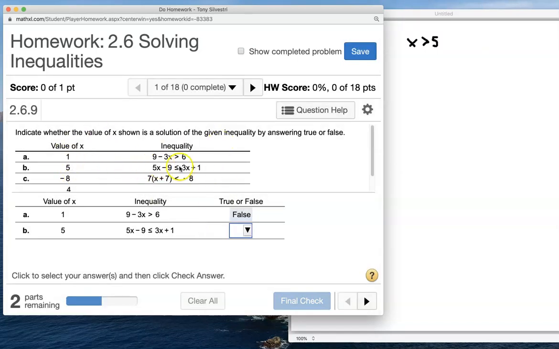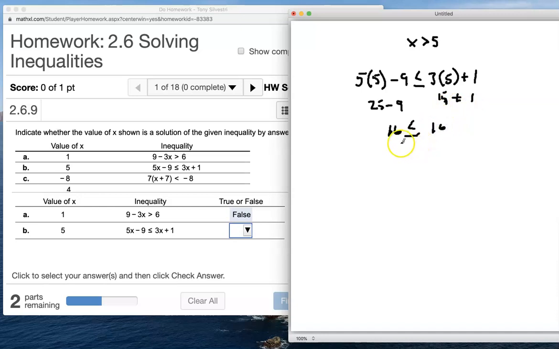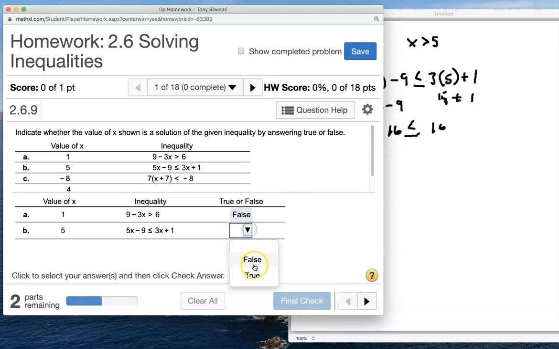All right, plug in 5. This time it's a little bit more complicated, so I'm going to do this out. Everywhere I see an x, I'm going to plug in a 5. 5 in parentheses, 5 minus 9, squared, is less than or equal to 3 times 5 plus 1. Let's evaluate the left side. This is going to be 25. Multiplications first. 25 minus 9 is 16. Is that less than or equal to 15 plus 1? And 15 plus 1 is 16. Yeah, that's true. Well, it's equal, so sure, that's true.